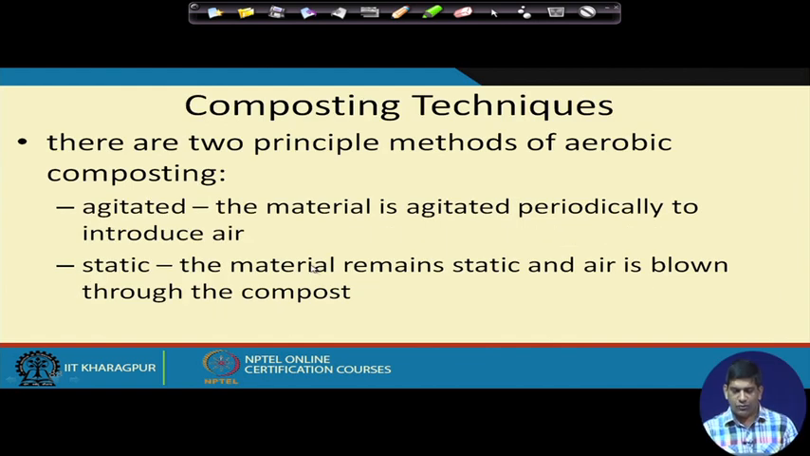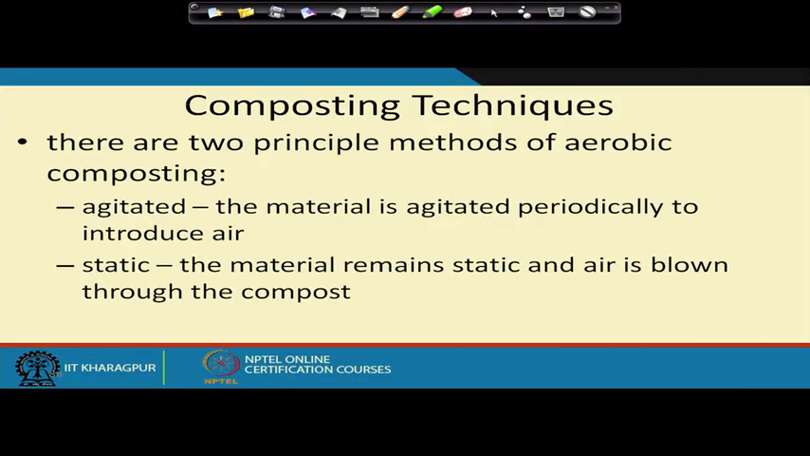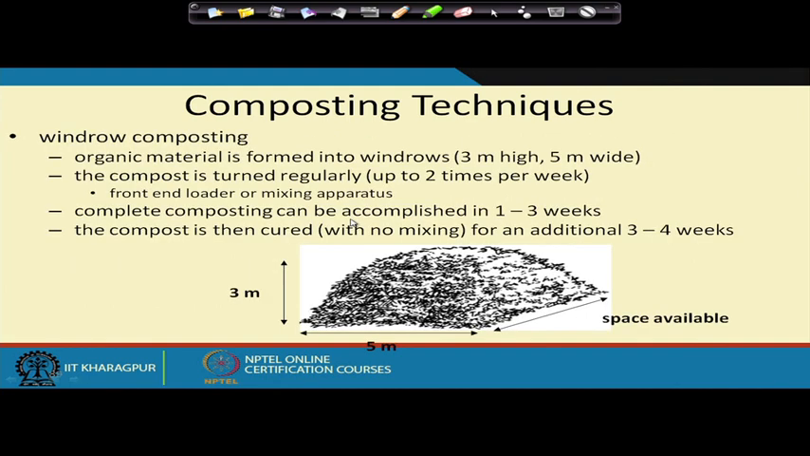In terms of composting technique, there are two principal methods of aerobic composting: agitated and static. Agitated is where the material is agitated periodically to introduce air, and static is where the material remains static and the air is blown through the compost. We are not moving the material, but air is blown through it, and that's how the air is added.